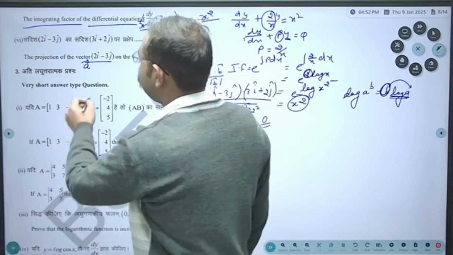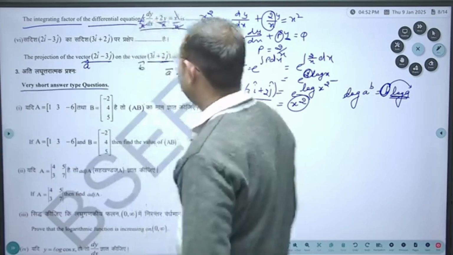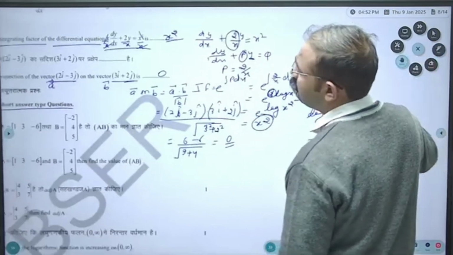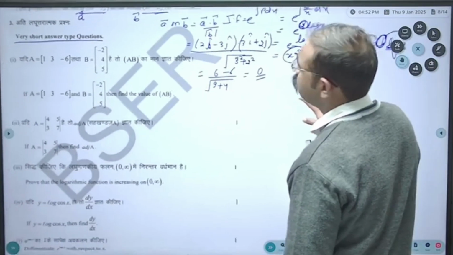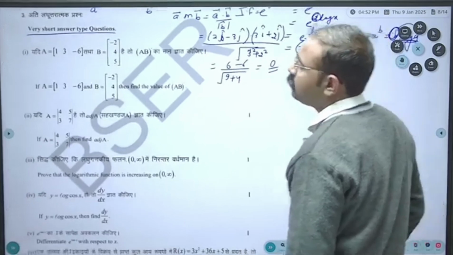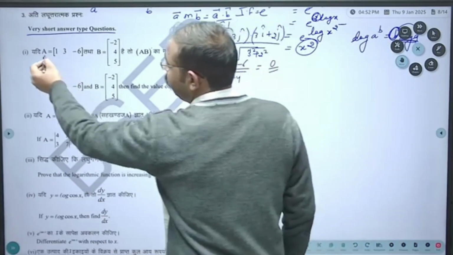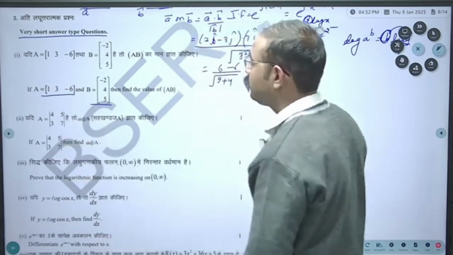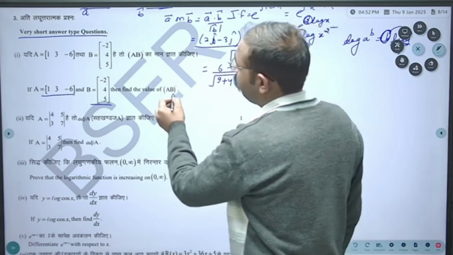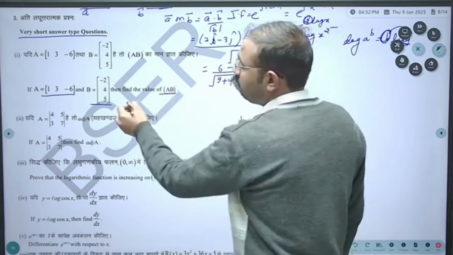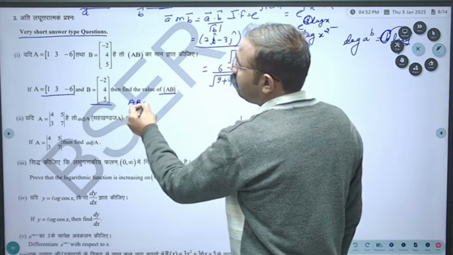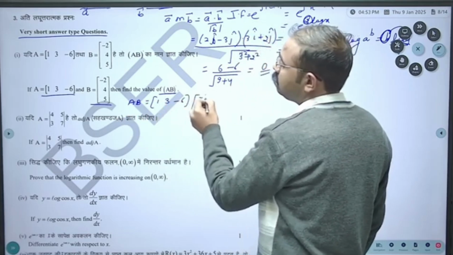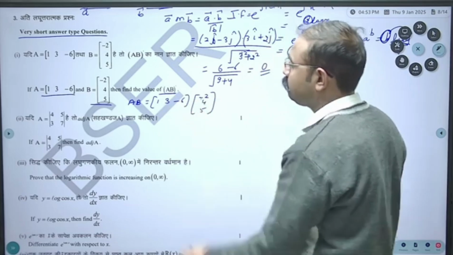Now we have very short answer type questions. These questions are also 1 mark each. First one is, this matrix A is given to us, this matrix B is given to us, and we have to find the value of the transpose of AB. So firstly we will multiply A by B. A is 1 3 minus 6, B is minus 2 4 5.